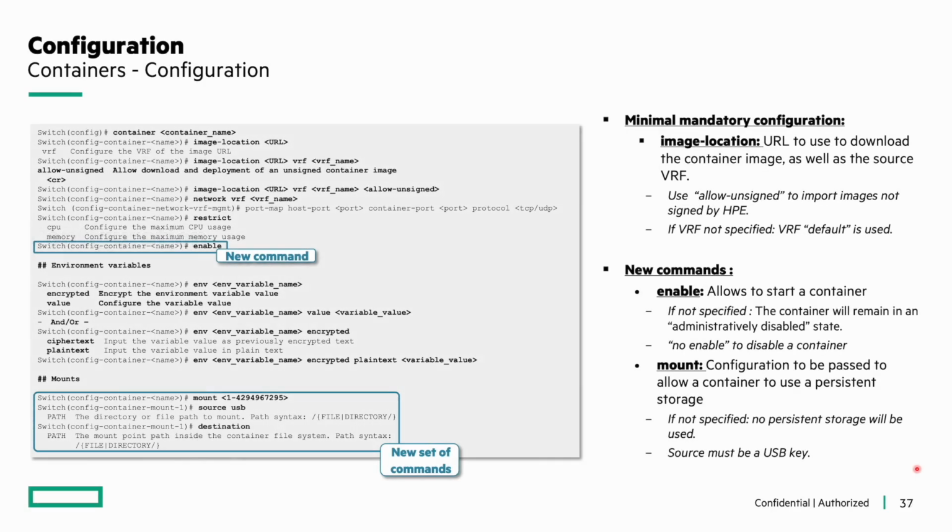Okay, so now let's discuss the configuration. As you already know, the minimal mandatory configuration is the image location, which is a URL to be used to download the container image. As an option, we can use the Allow Unsigned option to import images which are not signed by HPE, and the VRF to reach out to the remote repository. If it's not specified, the default VRF will be used. All other items, like the network or the restrictions, are not mandatory to get a container up and running.